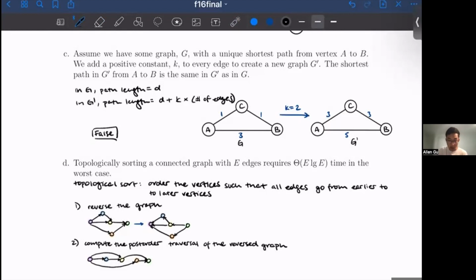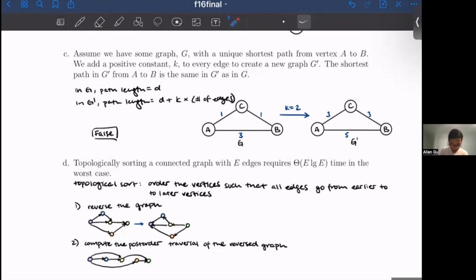Right. Last up, we have part D, which is looking at topological sorts. So it says that topologically sorting a connected graph with E edges requires big theta of E log E time in the worst case. As a refresher for what topological sort is, the goal of topological sorting is to order the vertices such that all edges go from an earlier to a later vertex in the order. And so in class, we saw two different algorithms. I'll go through one of them here, but just know that both of them have the same runtime.